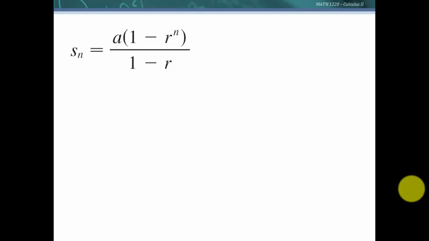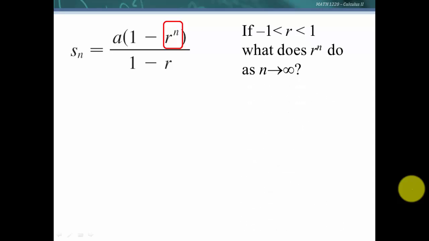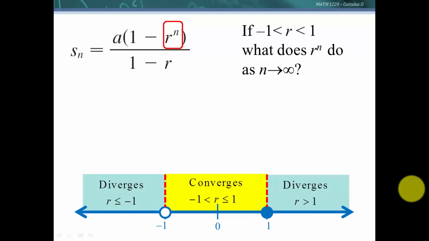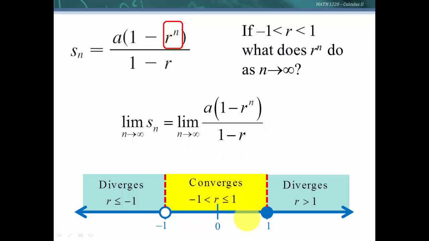So here it is. Now as we look at this formula, let's look at the r to the n, and what does r to the n do as n goes to infinity if this r is between -1 and 1. This is just simply r to the n, a geometric sequence, and we know as n goes to infinity, when we have our r between -1 and 1, that this is going to go to 0, because remember what we discovered when we looked at a geometric sequence. So if we take the limit as n goes to infinity of both sides, that's going to go to 0, and we will be left with a over 1 minus r.